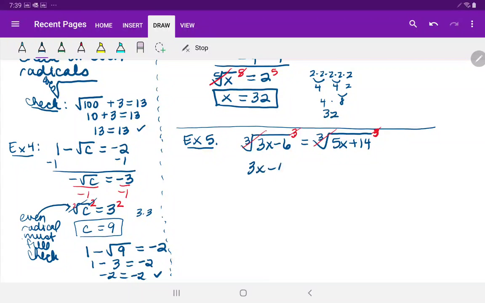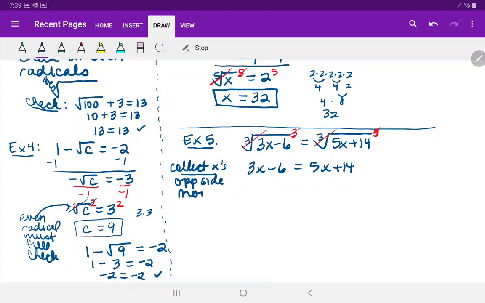You get 3x minus 6 equals 5x plus 14. And then this one has x's. There's more than one x. So we need to collect the x's. But how are we going to do that? They're on the opposite side.